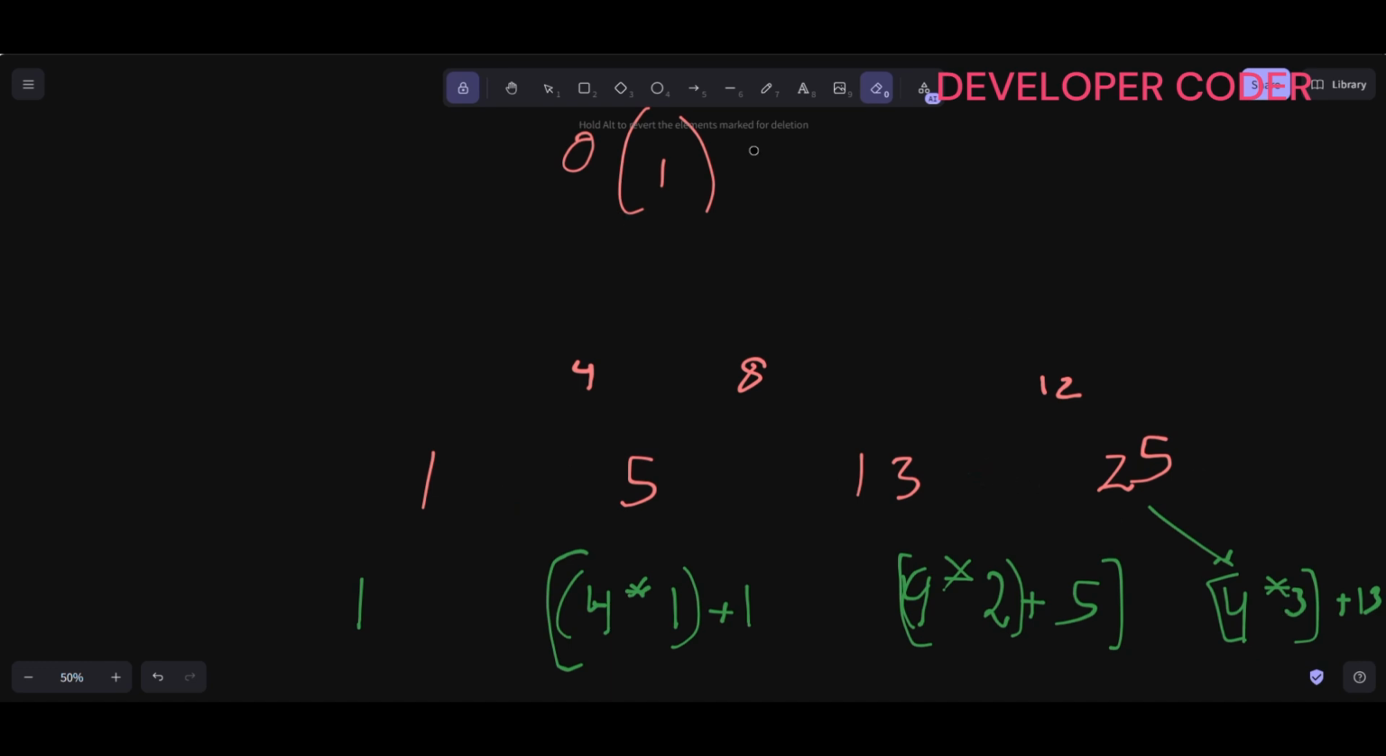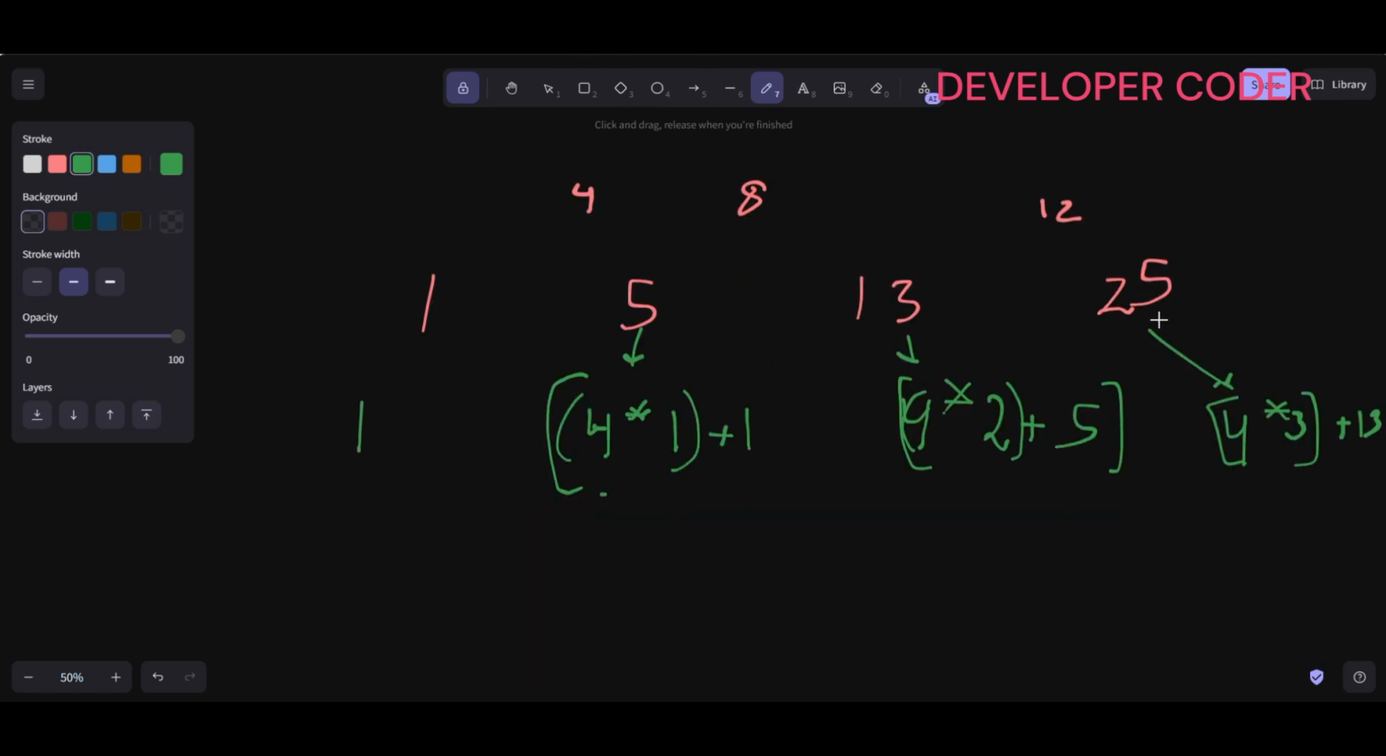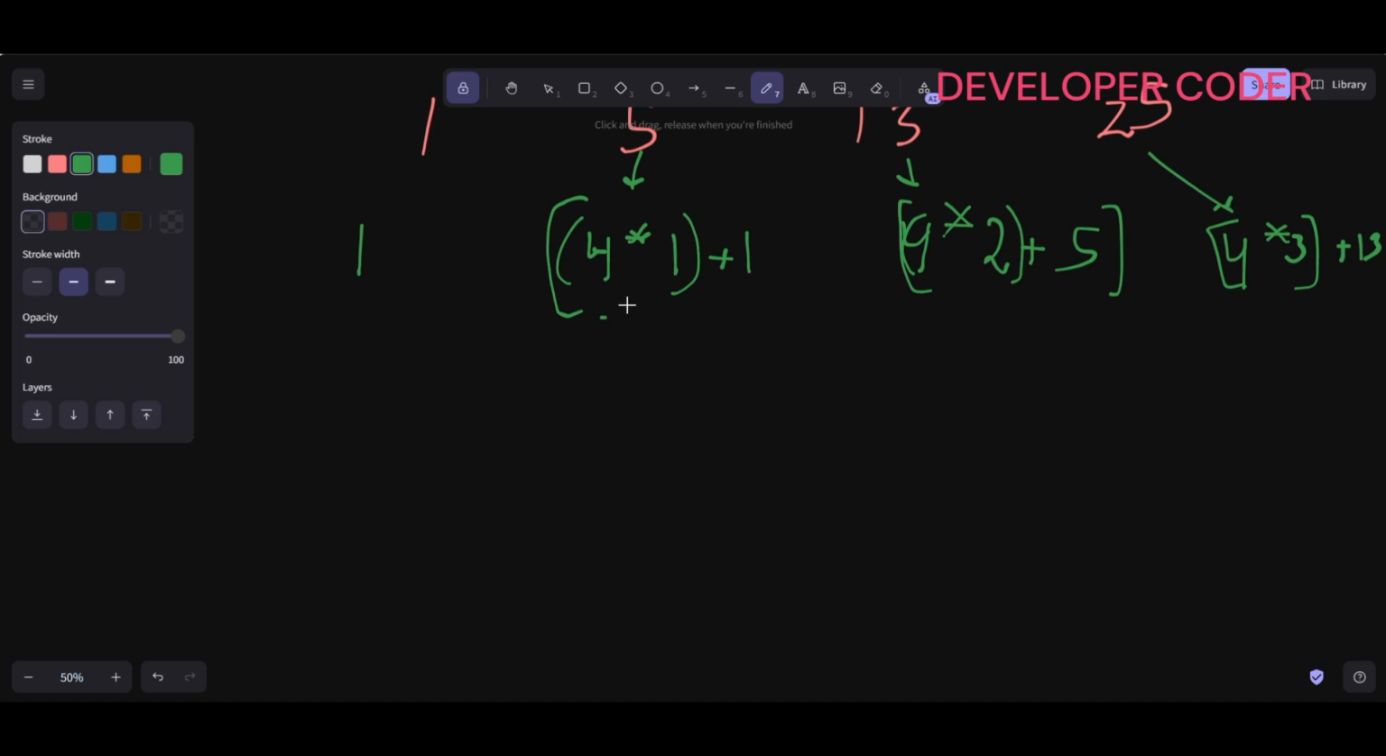Okay, so this is what's happening, right? Here I can write it like this: 4 into 1 plus previous value. So here 4 into 2 plus previous value, which is 5 coming from here. And then here I can write just 4 into 3 plus 13. Okay, so you notice that here the difference is 4, then the difference is 8 for the next step, and here the difference is 12. This we are already aware of, right?